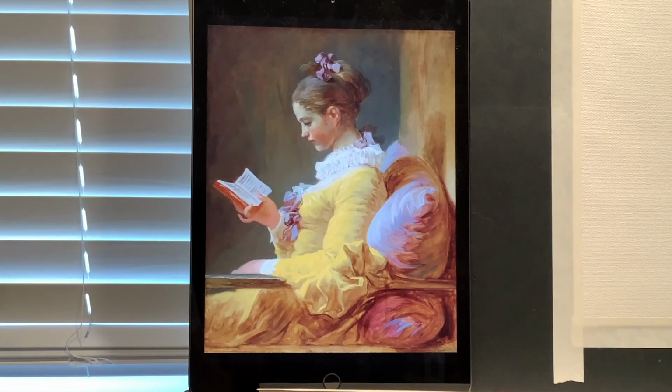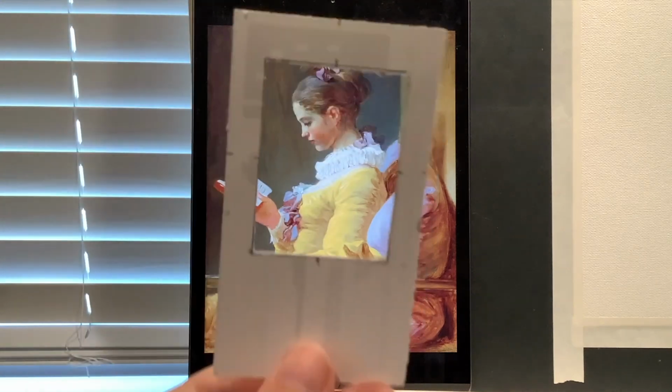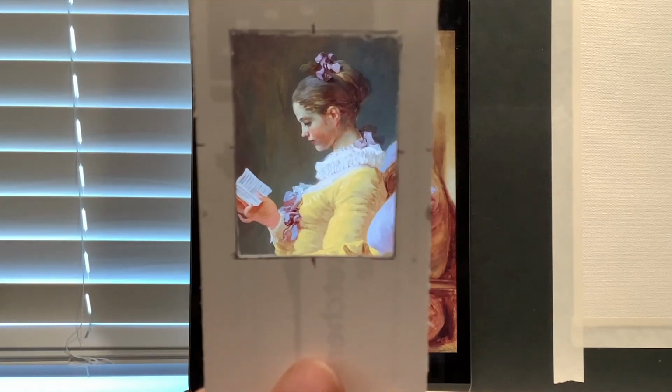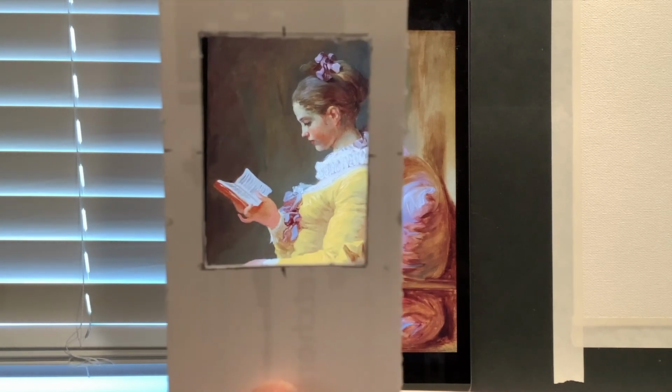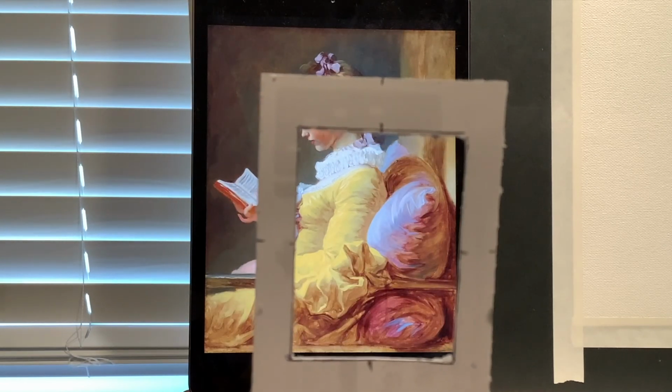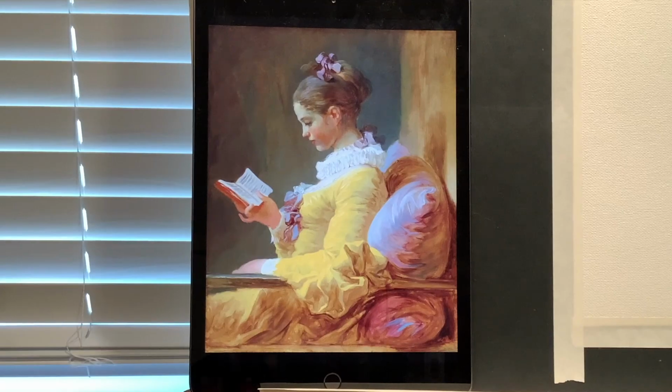Now, how to transfer this onto your canvas. I think what I'm going to do is something vertical like this, with the book, with the face. All that other stuff doesn't interest me in this painting. Now I'm going to talk about how to put it on the canvas.